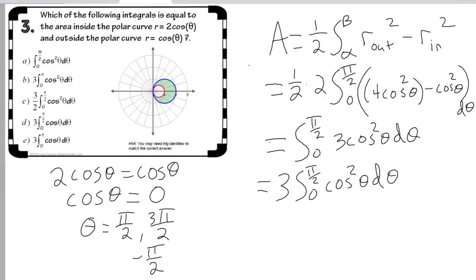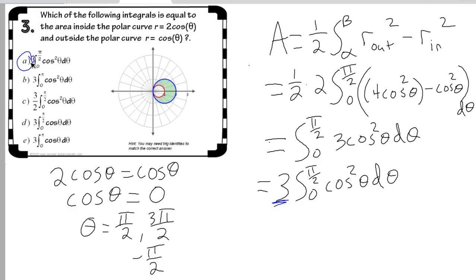Now on this one it just asked us for the setup. So we didn't actually have to evaluate it. And like I said, this one had a typo. It was missing, I think they put it as A, but they forgot to put the 3 on there. So that's what it should have been. So it is A, but there should be a 3 right there.